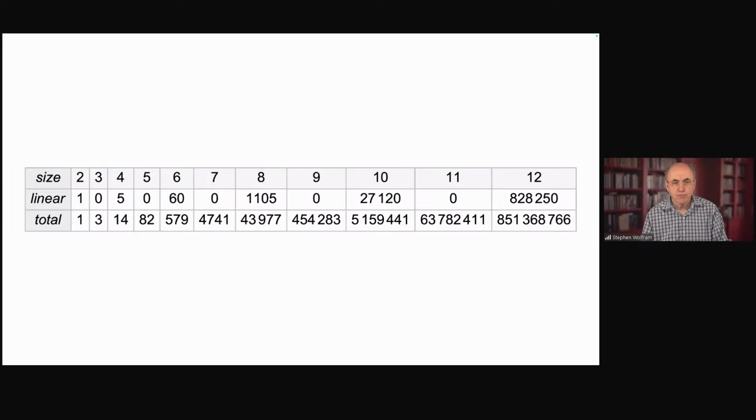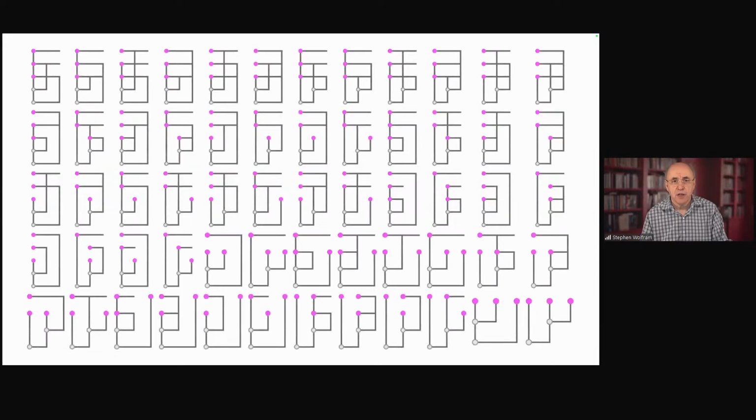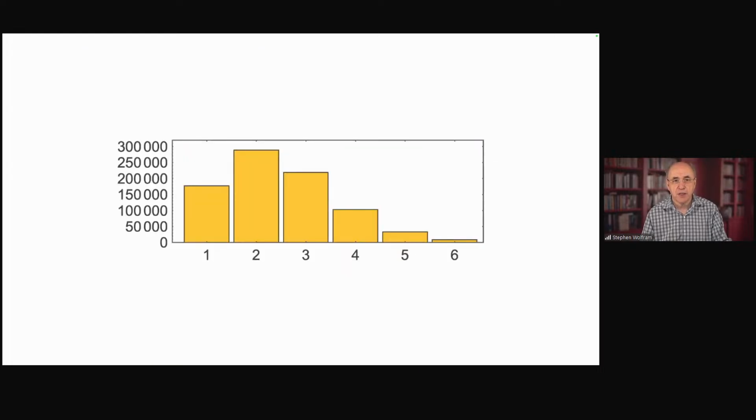So here are Tromp diagrams for size 6 linear lambdas. Evaluation always terminates for a linear lambda. The number of steps it takes is independent of the evaluation scheme and has a maximum equal to the number of lambdas. The distribution for size 6 linear lambdas is this here.